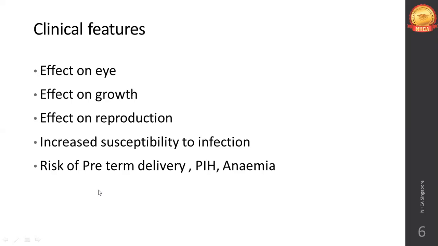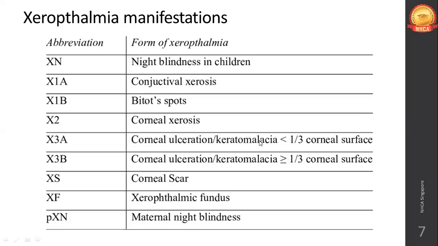So vitamin A deficiency during pregnancy will lead to PIH, and anemia, because anemia and vitamin A deficiency are interrelated. Again, vitamin A is required for non-heme iron absorption from your intestine. If vitamin A is deficient in your body, iron will not be absorbed. So along with vitamin A deficiency, you are dealing with anemia also. These are a few of the critical features.